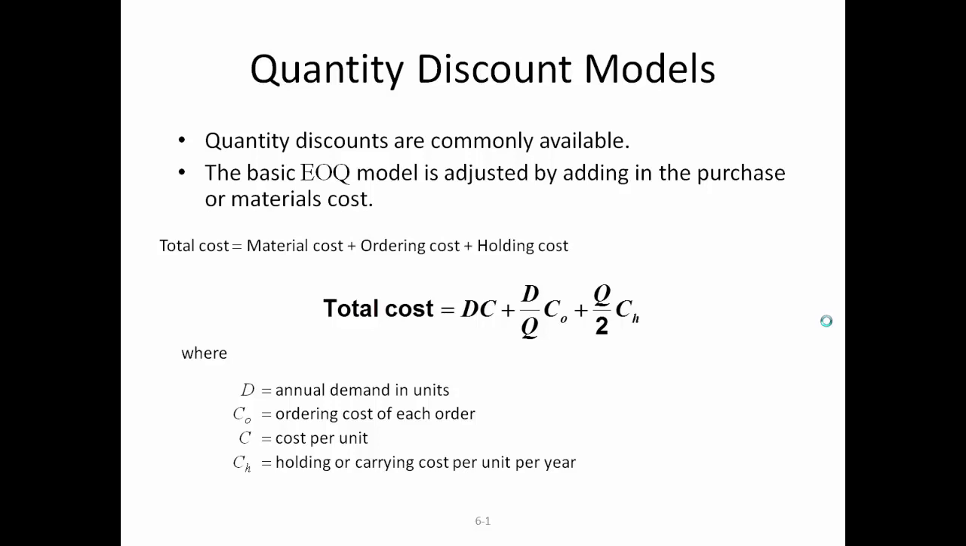Well, as presented to you earlier, we know that the total cost is equal to the material cost plus the ordering cost plus the holding cost. And here we see our variables associated with our equation for total cost.